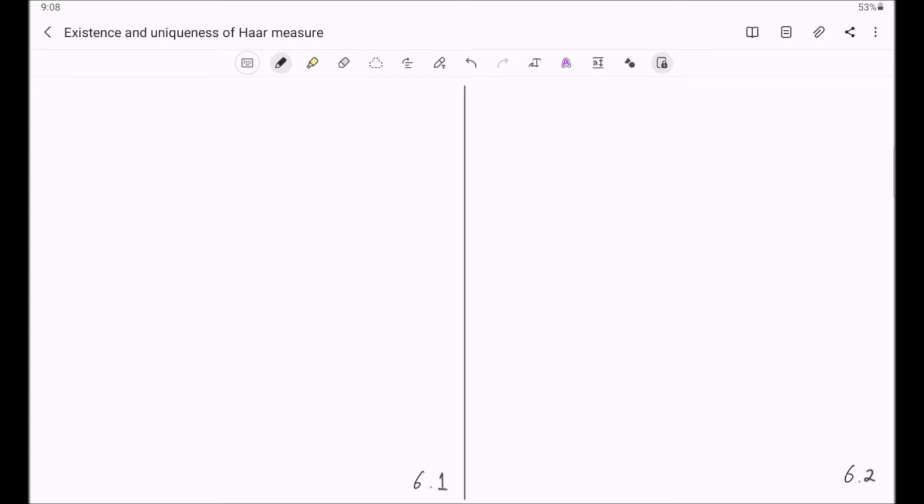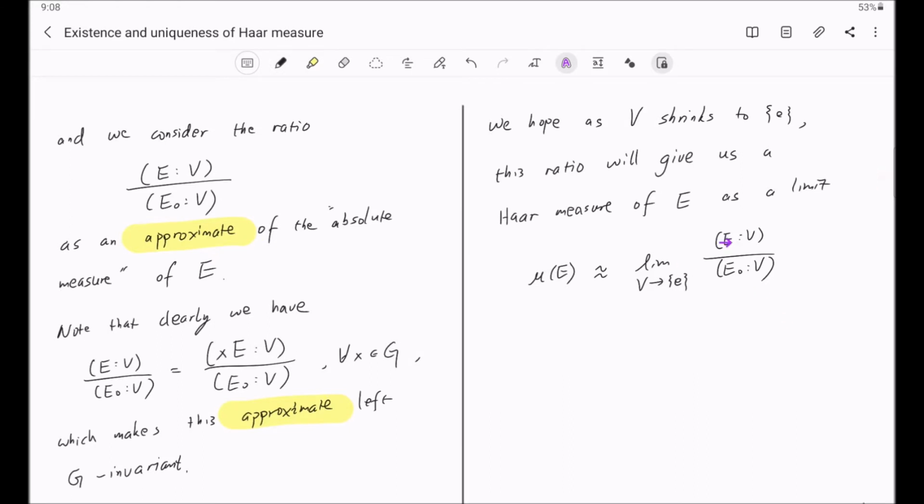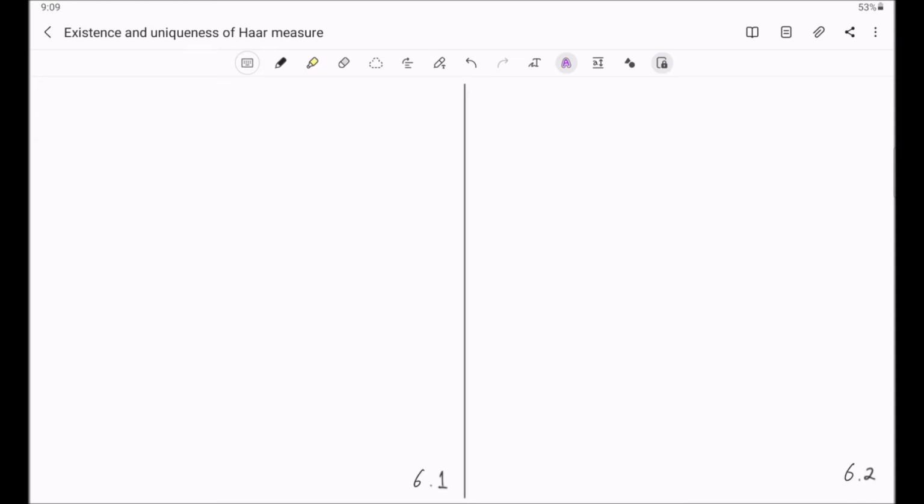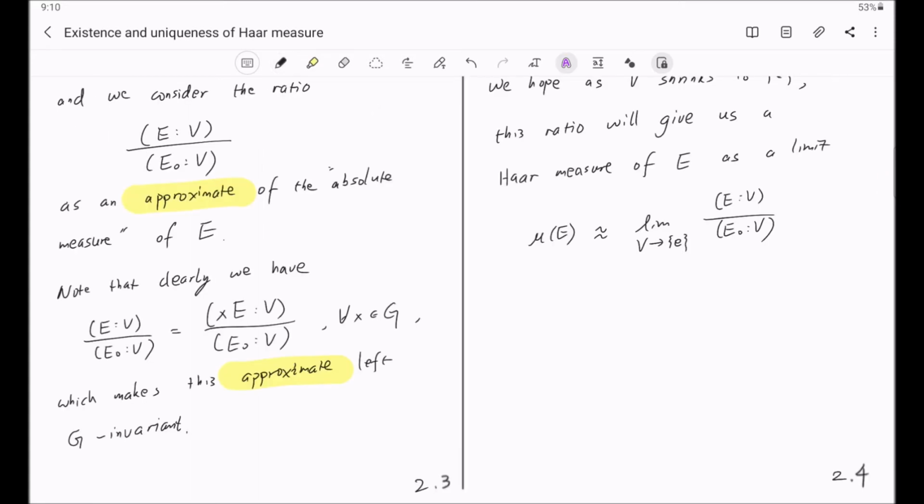Now, with these preparations, we are ready to give the analogy to Haar's original idea of using sets as approximates for Haar measures, as introduced by Weil. So, analogous to Haar's original idea, Weil's proof will fix an F0 in CC plus of G. And remember, Haar's proof fixed an E0, a set.